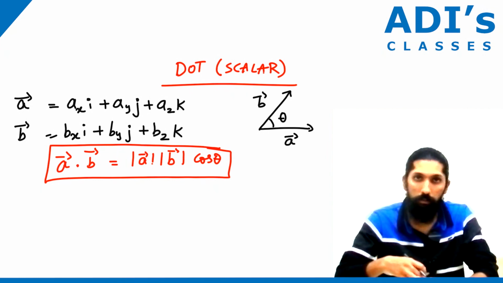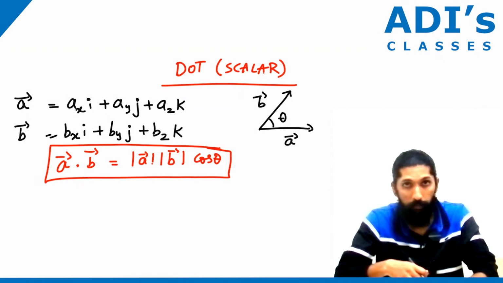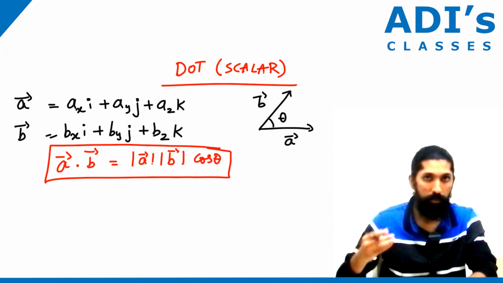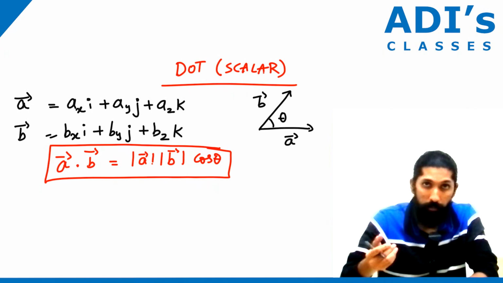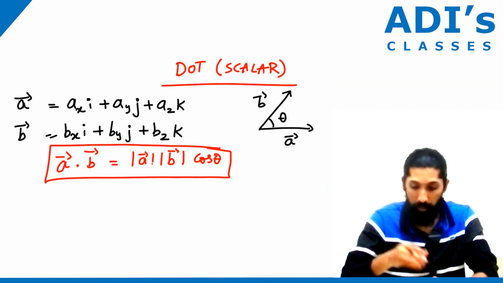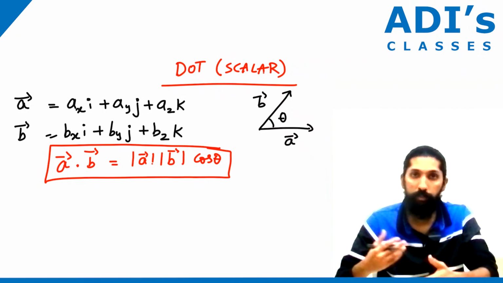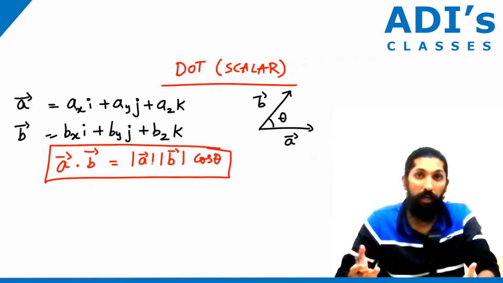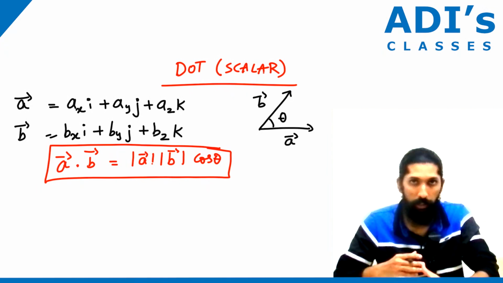Now there are certain observations we have to make about the dot product. These are very important observations, because most of the time whenever you are solving a problem, these observations come in handy. Let's discuss these observations, or you can say properties, characteristics of the dot product.